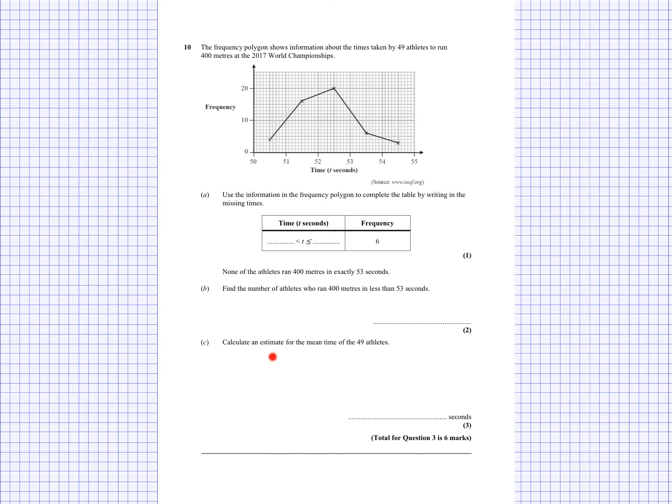And the last one, it says calculate an estimate for the mean time of the 49 athletes. If we're going to estimate the mean, we need to go to the midpoint of our intervals. Our intervals go like this, 50 to 51, 51 to 52. So our midpoint for 50 to 51 would be 50.5. Our midpoint here would be 51.5, our midpoint here would be 52.5, and so on. These midpoints will be multiplied by the frequency, so we're estimating the midpoint for each person within that category. So we multiply the midpoint by each of these frequencies, add it all up, and divide it by how many athletes we have, which is 49. And you would find that that is also the total frequency.